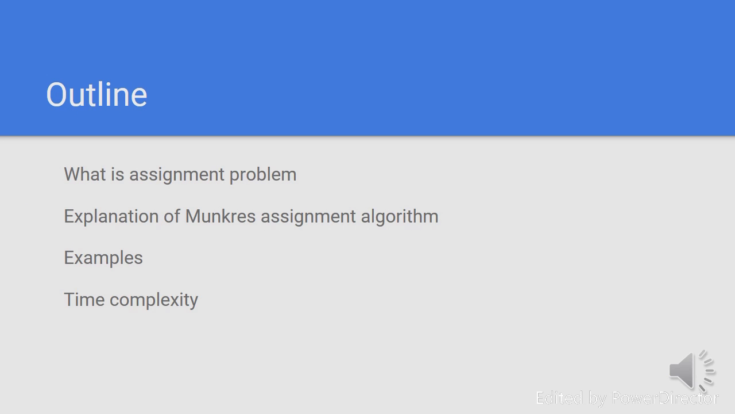In this video, we will cover the definition of an assignment problem, an explanation on how the Munkres algorithm solves this problem, a full step-by-step example of the algorithm in action, and finally, how this algorithm is implemented in code and the time complexity of it.